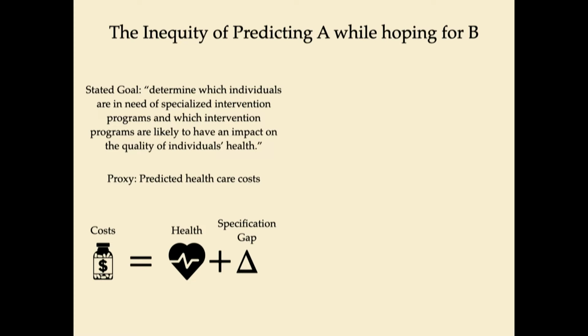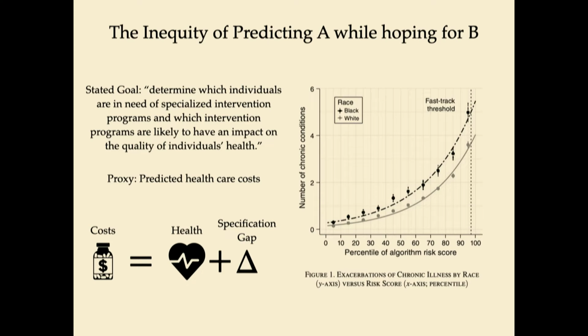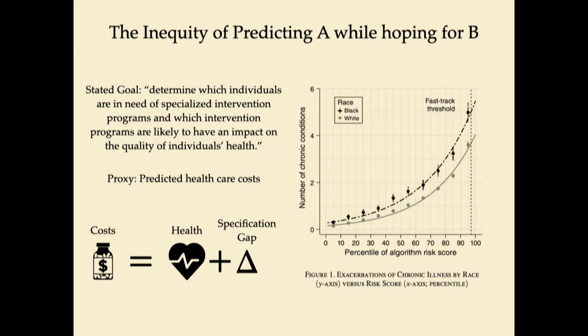Of course, your health is still related to these costs, but there's the specification gap. The key thing that this paper found was that there's a really strong racial bias in how that specification gap manifested. This is because in the United States, because of lots of historical reasons, black people are less likely to get healthcare for the same level of lack of health. What you're seeing here in this picture is a strong measurement of health, which is the number of chronic conditions someone has, and on the x-axis is how risky the algorithm thinks you are. The gap between the dotted line and the solid line is telling you that the system thinks you are much riskier at a much healthier state if you're white than if you're black.